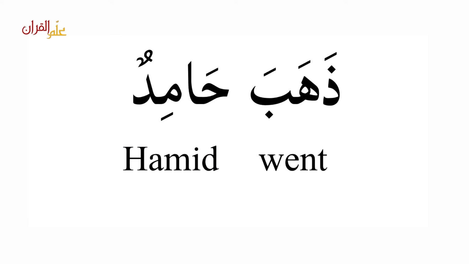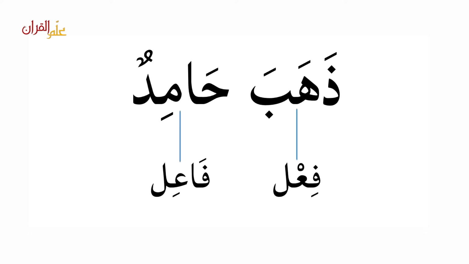ذهب حامد. Hamid went. So ذهب went, Hamid. So Hamid went. Hamid is doing the action. So ذهب is fi'l, Hamid is fa'il. Hamid is performing the fi'l ذهب. So Hamid is the fa'il and ذهب is the fi'l.